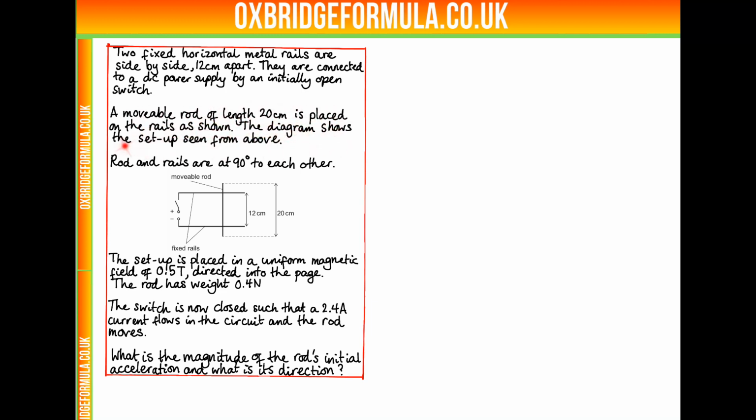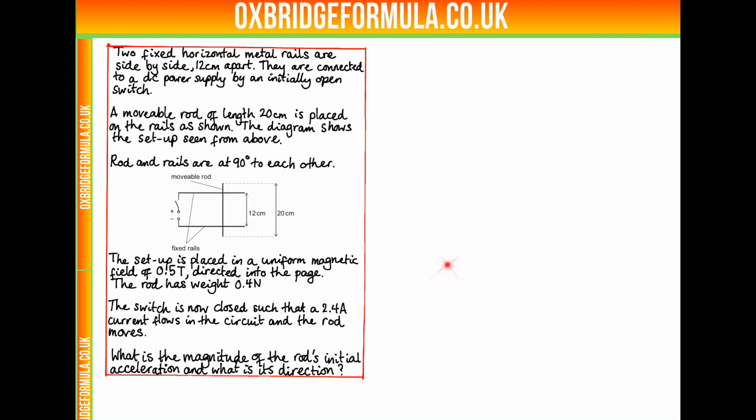The diagram shows the setup seen from above. Rod and rails are at 90 degrees to each other. The setup is placed in a uniform magnetic field of 0.5 Tesla directed into the page, where the rod has weight 0.4 newtons. The switch is now closed such that a 2.4 amp current flows in the circuit and the rod moves. So what is the magnitude of the rod's initial acceleration and what is its direction?